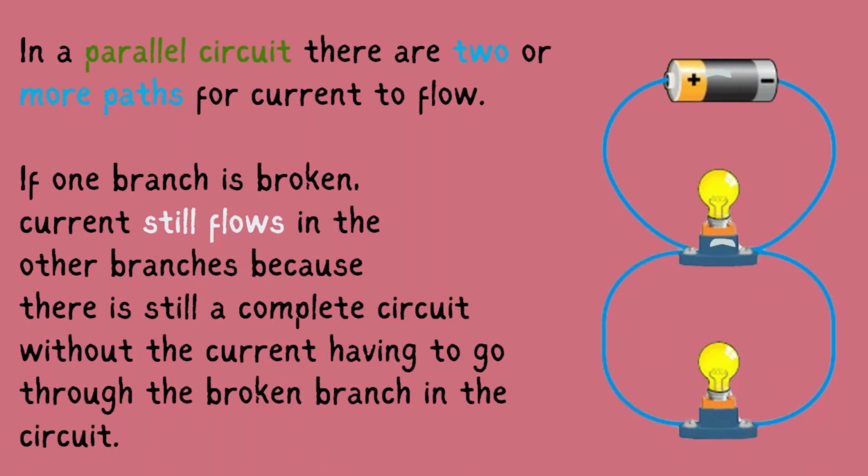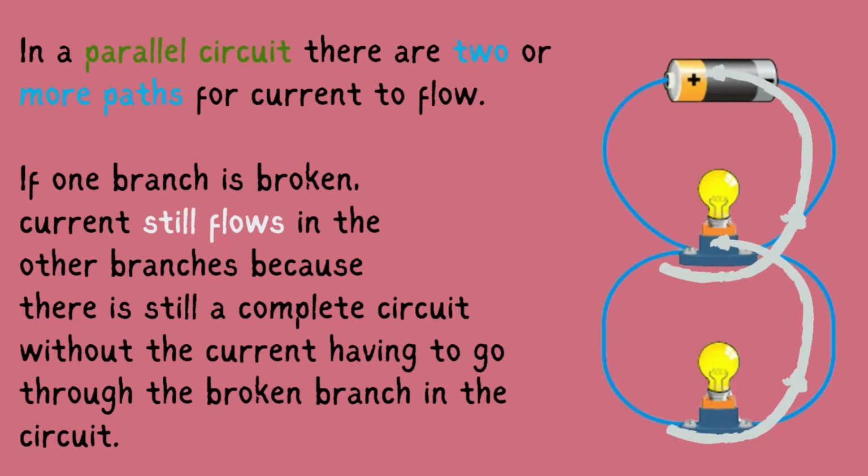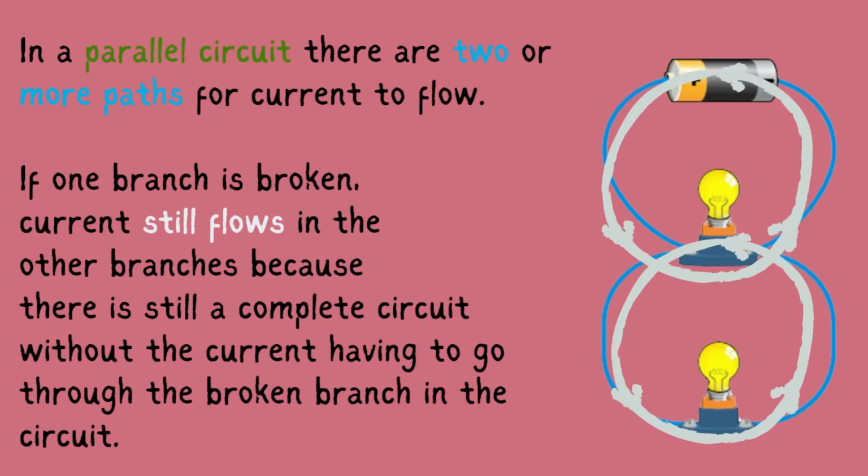In a parallel circuit, there are two or more paths for current to flow. If one branch is broken, current still flows in the other branches because there is still a complete circuit without the current having to go through the broken branch in the circuit.